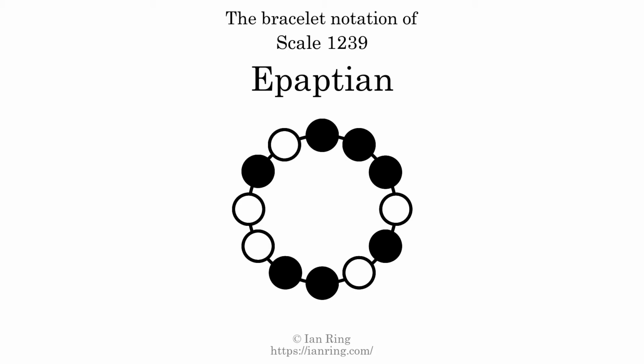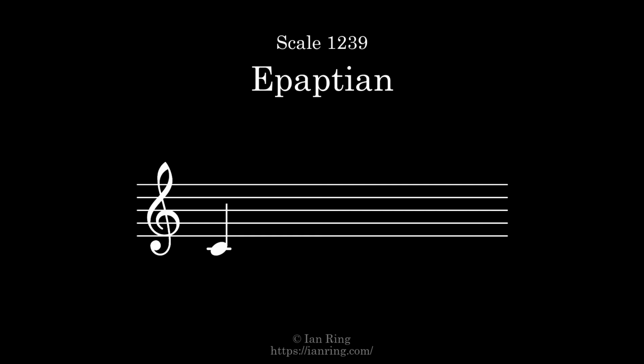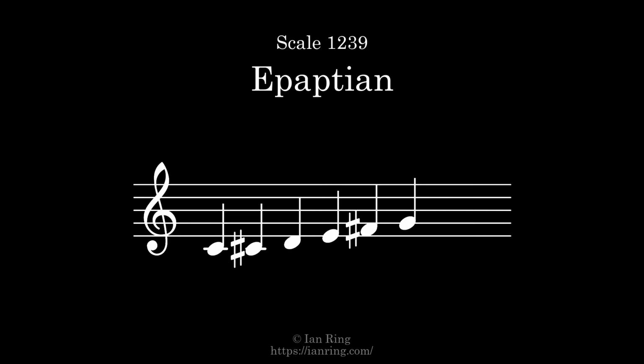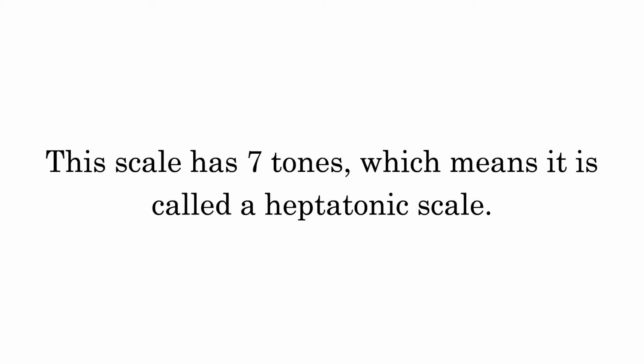Today we will talk about scale 1239, Epaptian, which sounds like this. This scale has 7 tones, which means it is called a heptatonic scale.